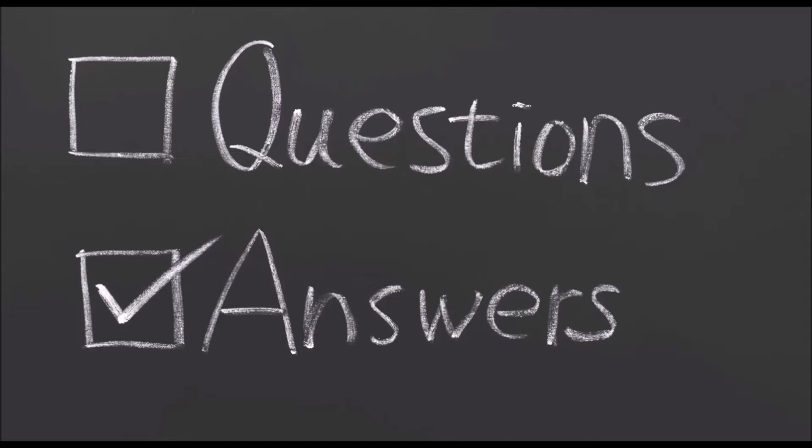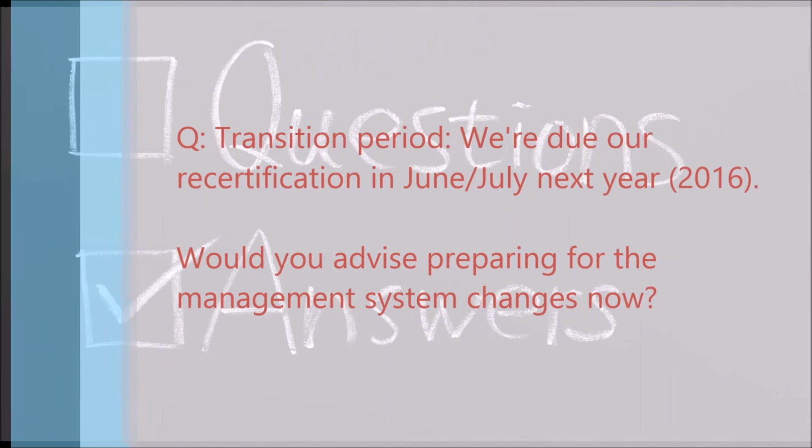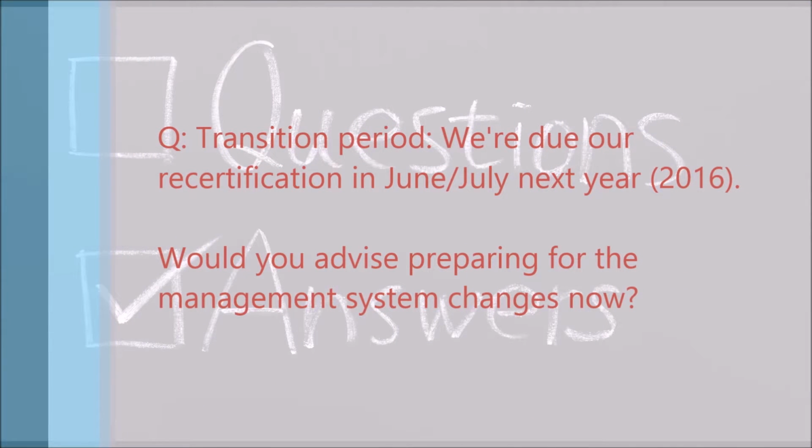Just looking at all the questions now, you'd have to forgive me, I'm looking at them live on the screen now. Someone's asking about the transition period for them as a certified organisation. So they've got 9001 and they are due their 3-yearly certification next June or July. Would they advise preparing for the management system changes now or waiting a while?